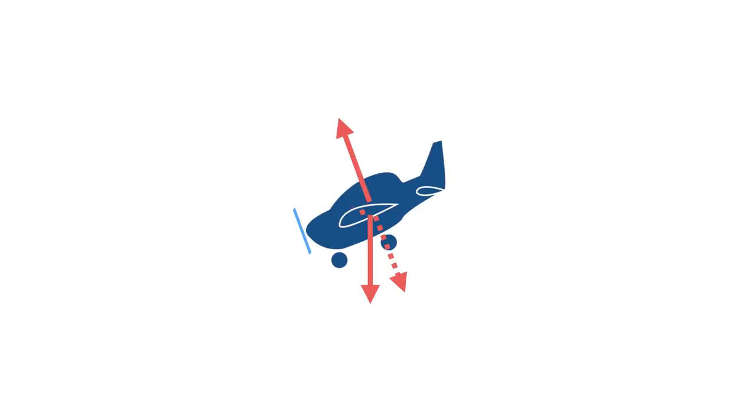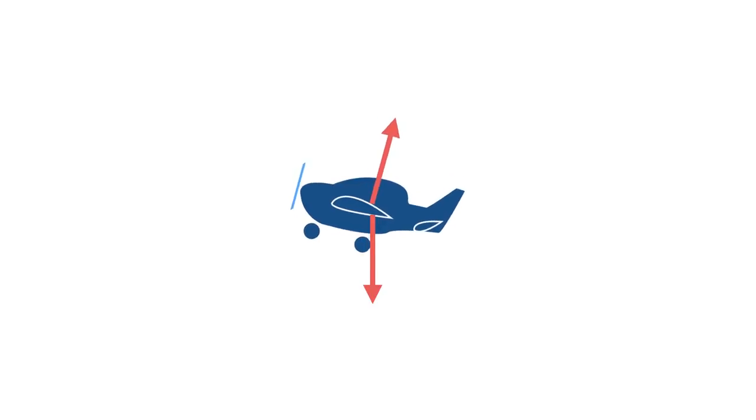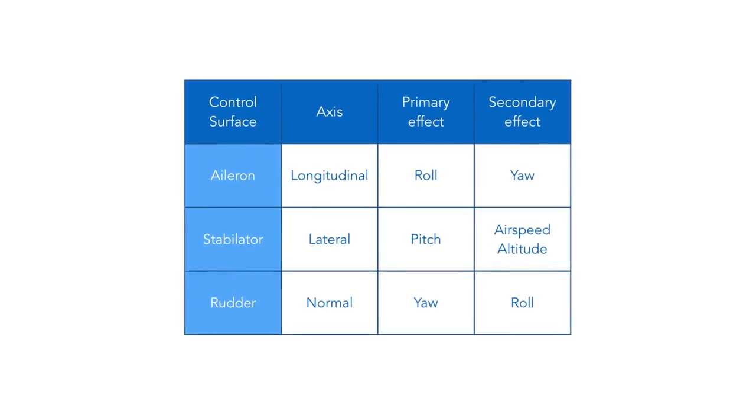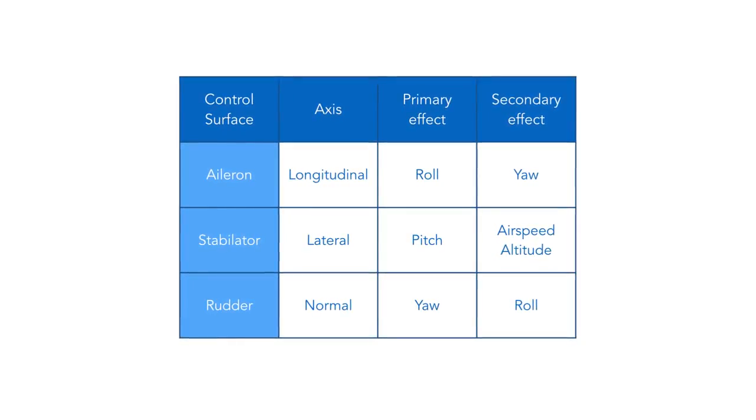The primary effect of the stabilator is pitch. As the aeroplane pitches down, the weight vector now contributes to the forward motion and results in increased airspeed and loss of altitude. The opposite happens to airspeed when the aeroplane is pitched up. So in summary, these are the primary and secondary effects of controls.